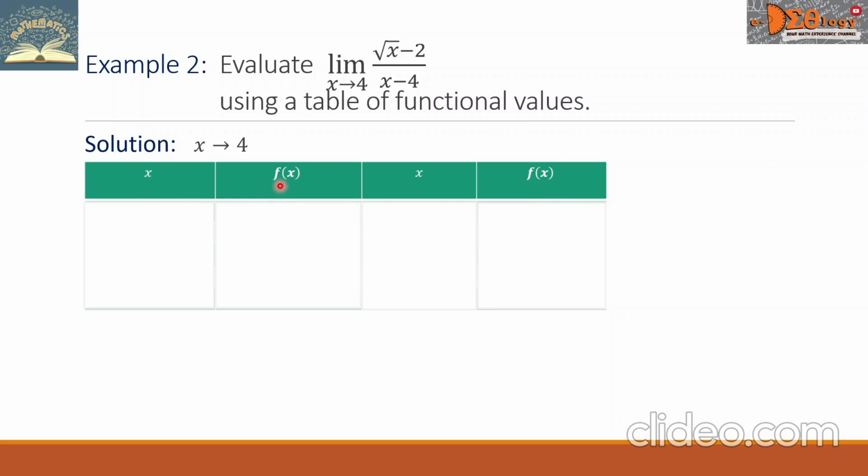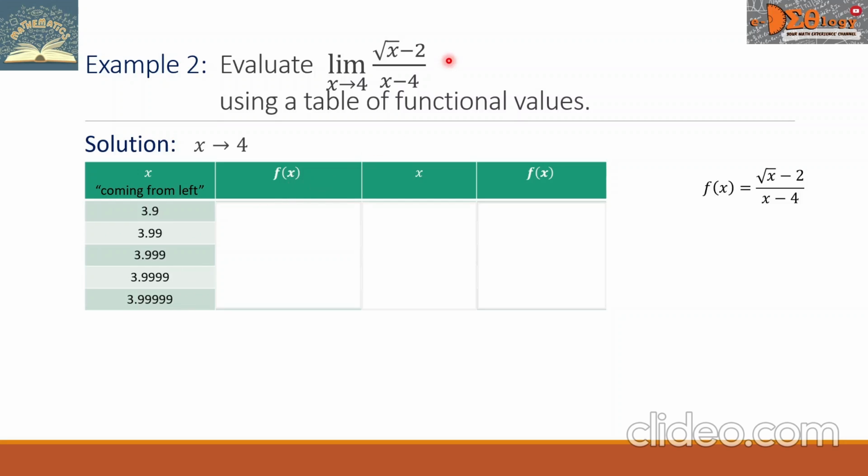For the first pair, with regard to the x, we're going to write values of x that comes to number 4 coming from left. So we write the values as 3.9, 3.99, 3.999, 3.9999, 3.99999. Given these values, we will solve for f of x.